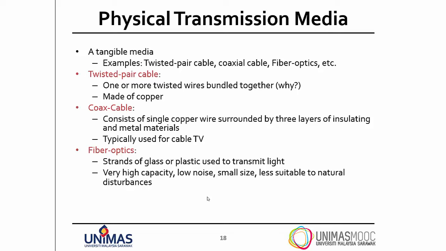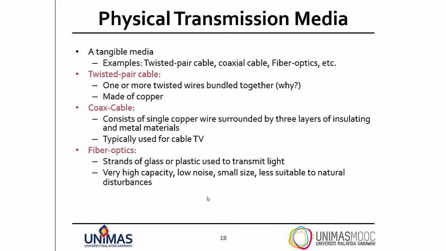Physical transmission media, or the guided media, and the examples that we have seen just now: twisted pair, coaxial, and fiber optic. So just a brief description of each of these subcategories. Twisted pair cable, why is it twisted? There is a reason behind it. If you are from an engineering background, then you know that when you have wires, if you twist them together, it will cancel out the electromagnetic field from each of the wires. Therefore, you are reducing the noise or interference.